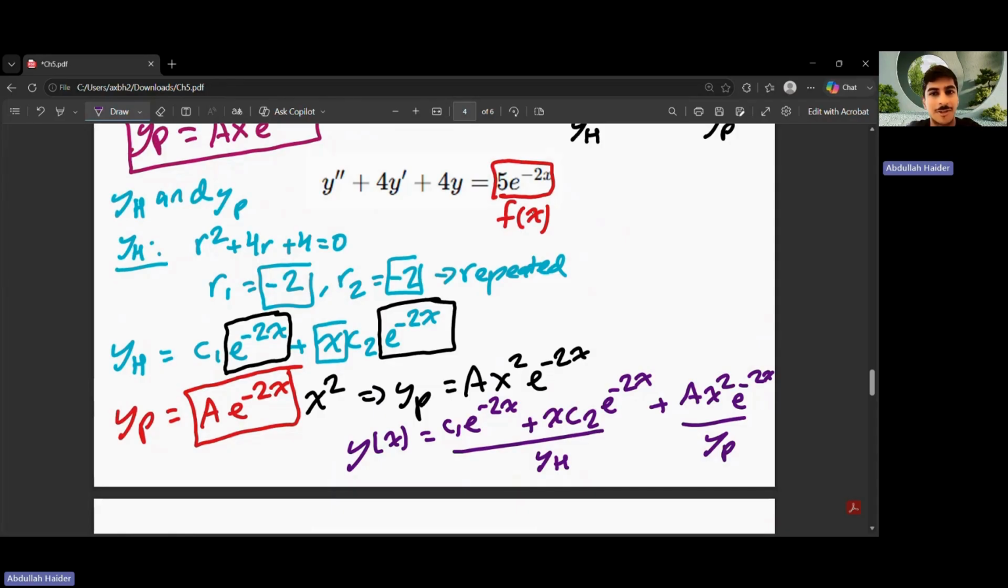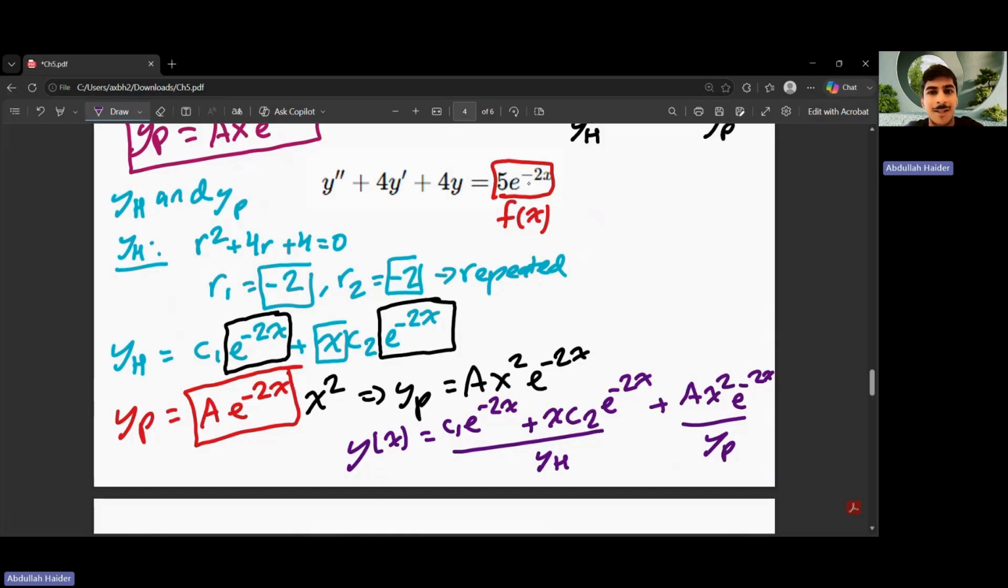There's no zero here. This is f of x. So find yh, which is the auxiliary equation, make it equal to 0. And since this is repeated, our homogeneous solution will be C1 e power negative 2x plus x C2 e power negative 2x, because this is repeated and you cannot have e power negative 2x twice. And then we assume that yp, you make this 5 become an a, and you keep the exponential the same.